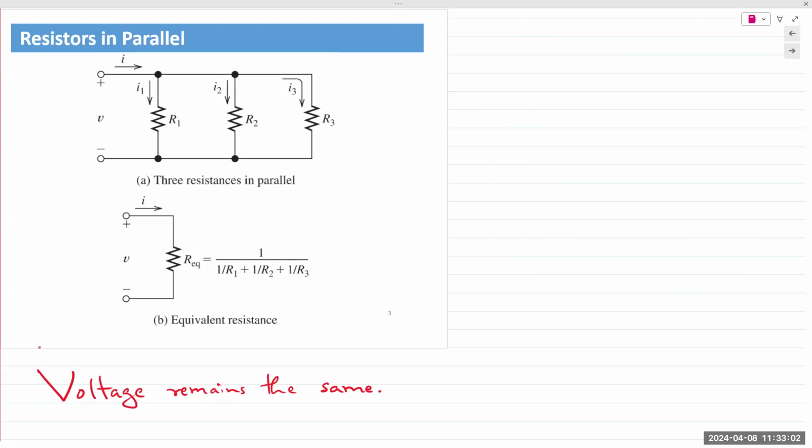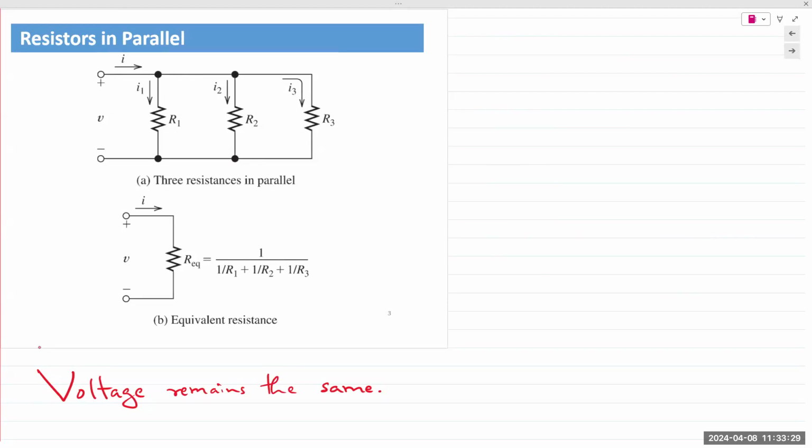Voltage remains the same for all components. Again, it remains the same, meaning you have multiple connections in parallel, then the resulting voltage is due to the combined effect of all the resistors or all the components in that parallel connection. Okay. How do we identify components in parallel?